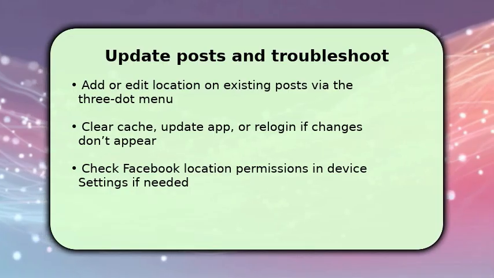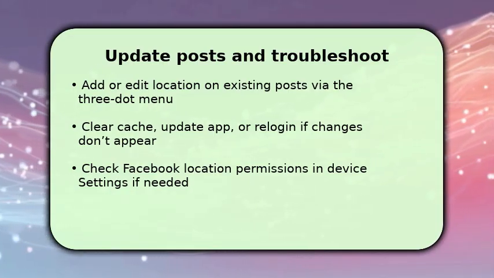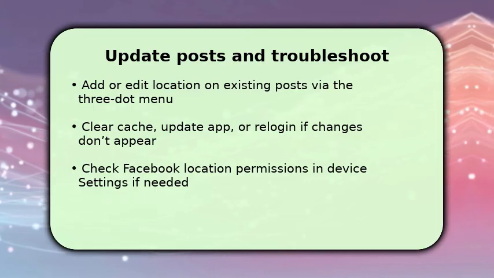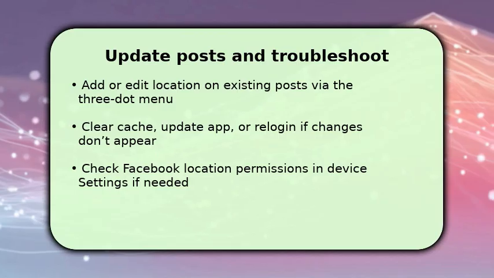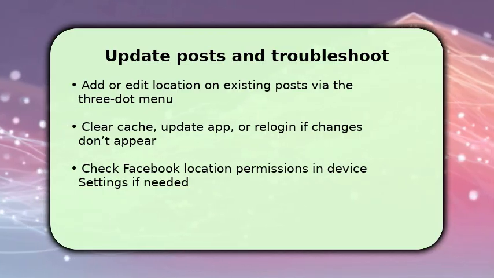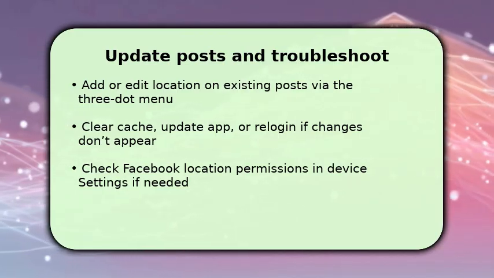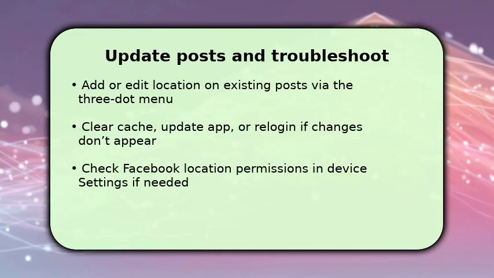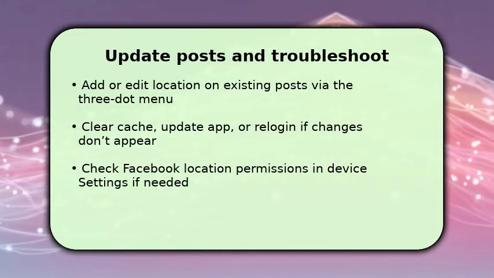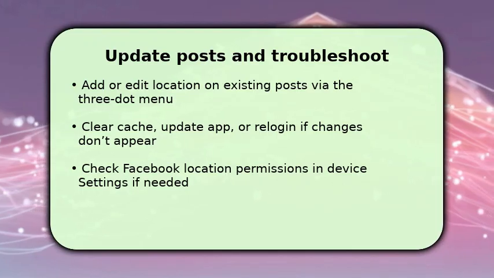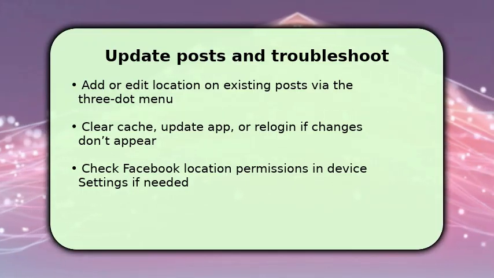If your changes don't show, clear the app cache, update Facebook, or log out and back in. This refreshes cached profile data. If location still fails, verify Facebook has device permission under Settings so GPS access is allowed. One key troubleshooting tip: if suggestions don't appear, try toggling location on and off, and restarting the app to force a requery of nearby places.